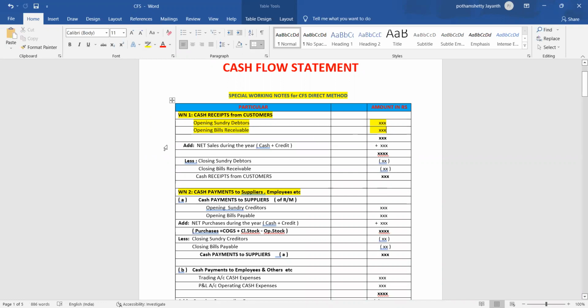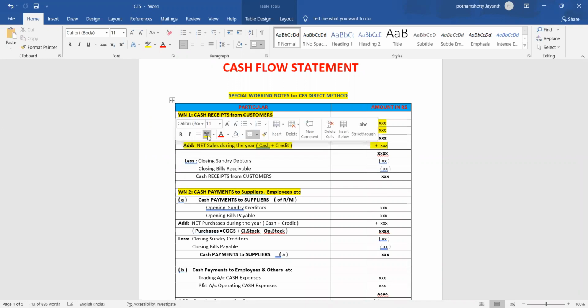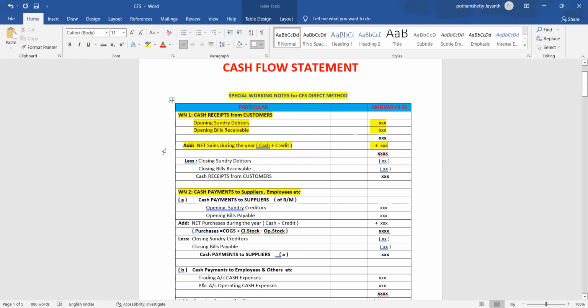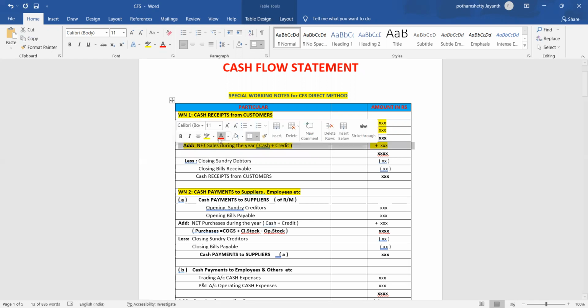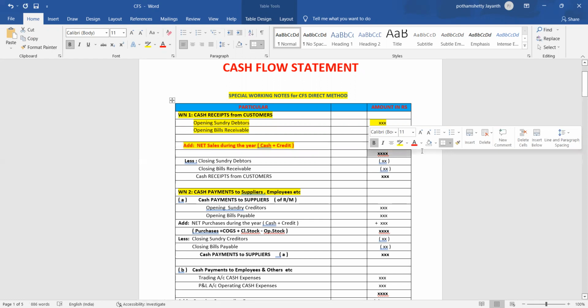To that you need to add net sales for the year. Net sales during the year. Both cash sales as well as credit sales you need to add. What we need to add? Both cash sales and credit sales. If you add, you will get a total like this.